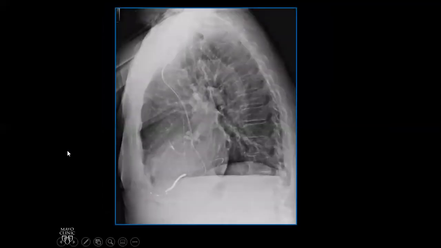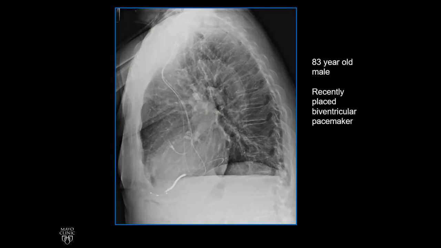Okay, different patient. This is an 83-year-old male who had recently placed a biventricular pacemaker. Now, in case you don't know, a biventricular pacemaker is supposed to have one lead in the right ventricle for pacing the right ventricle, and another lead goes in a vein, usually through the coronary sinus, into a vein that's usually on the surface of the left ventricle, and that's for pacing the left ventricle.